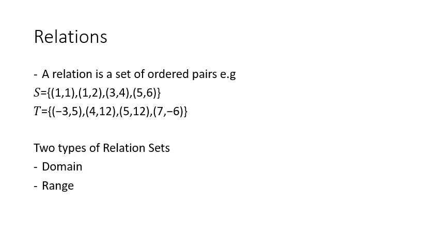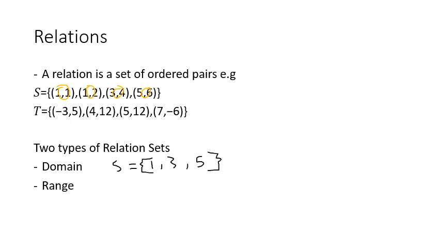The set of all the first coordinates of the ordered pairs is called the domain. So if we circle in S, this would be 1, 1, 3, and 5. That would be our domain. And then we can write for our domain, S is equal to curly brackets 1, 3, 5. And that's our domain for S.